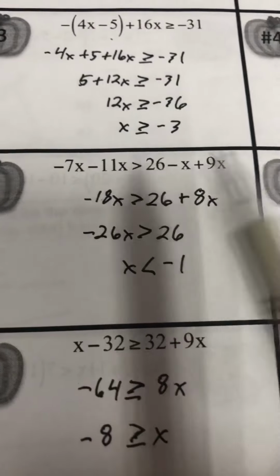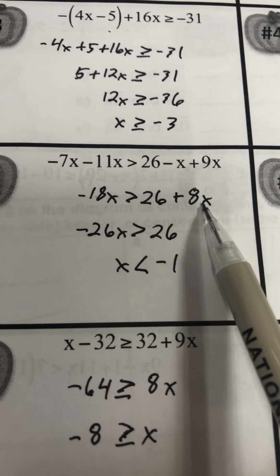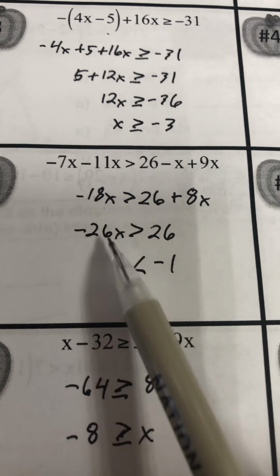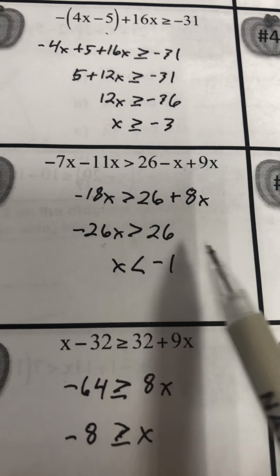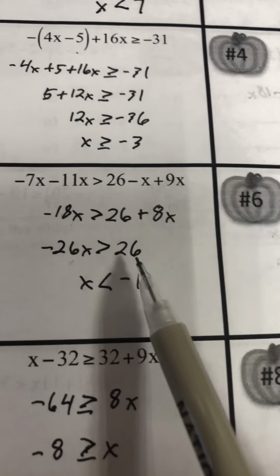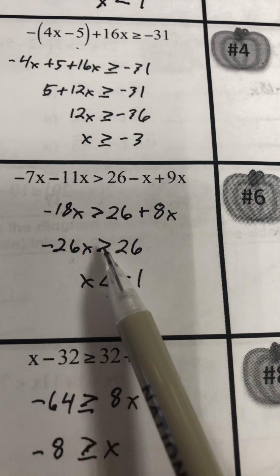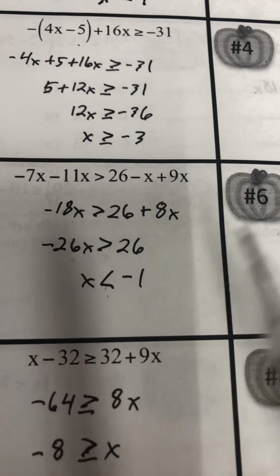Number 5, combine like terms. I ended up subtracting 8 from both sides, and end up with negative 26x is greater than 26. Divide both sides by a negative. When I divide or multiply by a negative, I flip the sign. So I have x is less than negative 1.